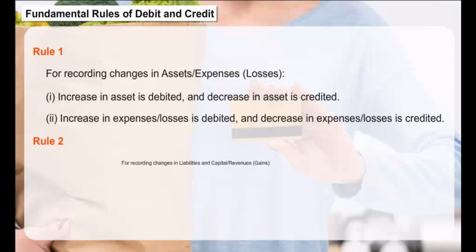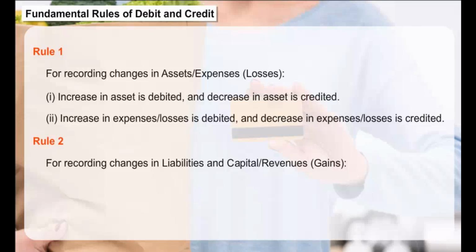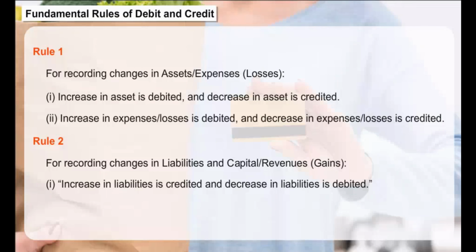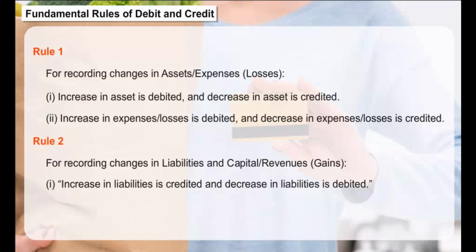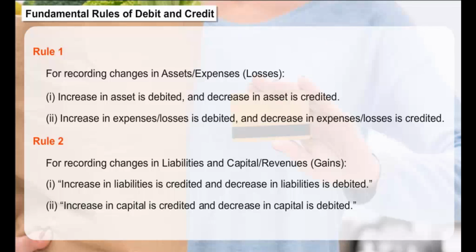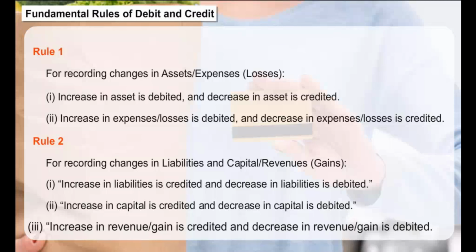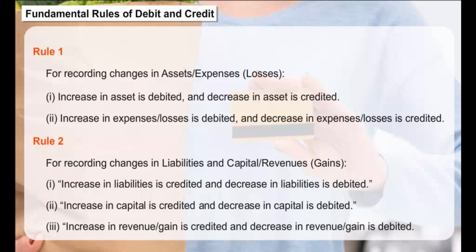Rule 2. For recording changes in liabilities and capital or revenues gains: 1. Increase in liabilities is credited and decrease in liabilities is debited. 2. Increase in capital is credited and decrease in capital is debited. 3. Increase in revenue or gain is credited and decrease in revenue or gain is debited.